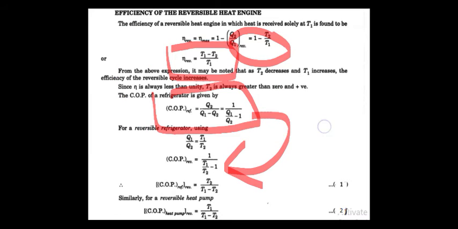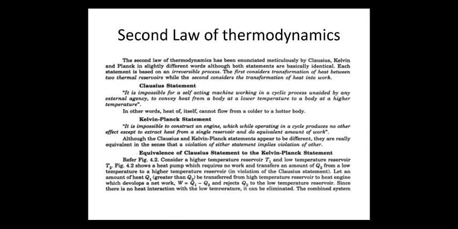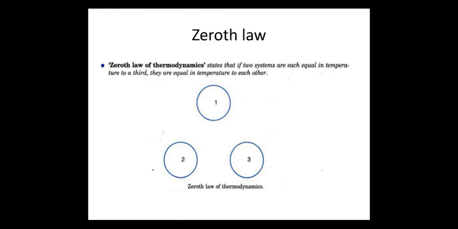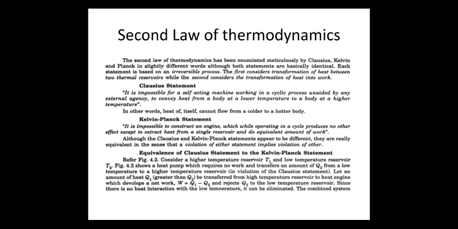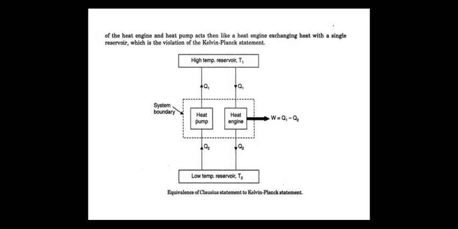We will just have a quick revision of what we have discussed. We have discussed the Zeroth Law. What does it state? The temperatures are indirectly equal with respect to the first, second and third bodies. In the first law we have discussed how the net work done is equivalent to the net heat supplied. In the second law we have discussed the Clausius statement and the Kelvin Planck statement. We have seen the block diagram representation of the heat pump and the heat engine.